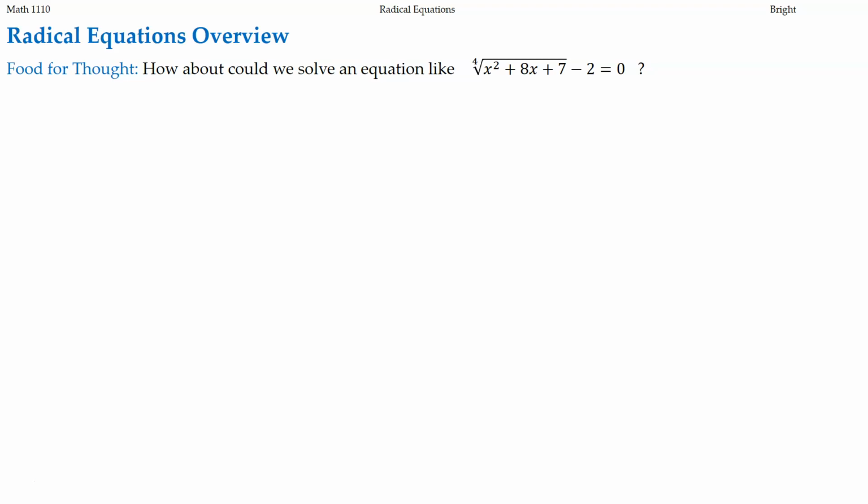Okay, well, if it was me, I would likely move the 2 to the other side. So I'd have the 4th root of x squared plus 8x plus 7, all underneath the 4th root, is equal to 2 on the other side. I know this is really an exponent, so that's really saying to the 1/4. Then I want to undo this exponent, so I'm going to raise each side to the 4th power. I can do that as long as I keep in mind whatever I do to one side, I have to do to the other. Then I get x squared plus 8x plus 7 is equal to 16, and I can go from there.